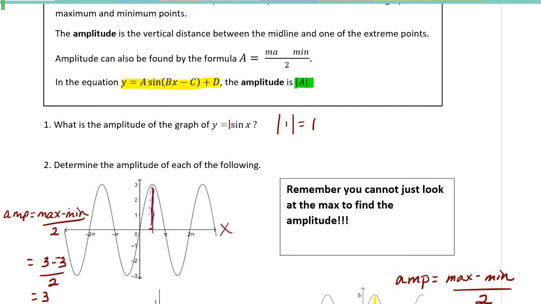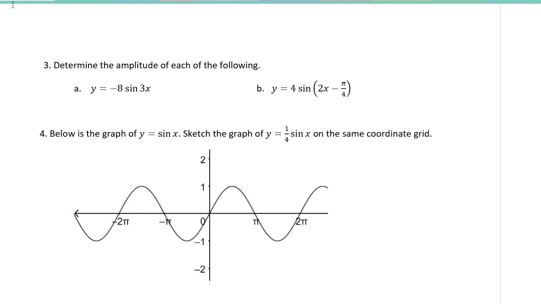Now, my next couple of problems are going to go back to this equation that I have highlighted in yellow, the general form for the equation of a sine function, and the amplitude is the absolute value of A, the absolute value of my leading coefficient. So problem 3, the amplitude is the absolute value of A, in this case the absolute value of -8, which is 8. Problem B, the absolute value of A is going to be the absolute value of 4, which is 4.